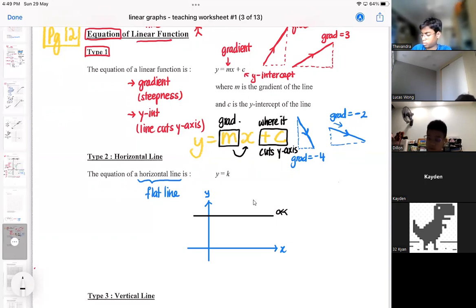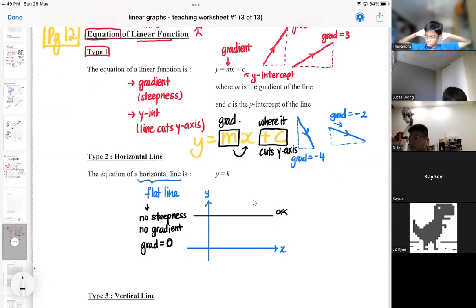For those of you who learned it in school, what is the idea of totally flat? That means you got no steepness. So a horizontal line, a flat line, has no steepness. It's not steep at all. So when it's not steep at all, you can just move around very comfortably. There's no steepness, there's no gradient. So the feature of a horizontal line will be the gradient is 0. There's no gradient at all. No gradient means there's no steepness. You are walking on horizontal ground.